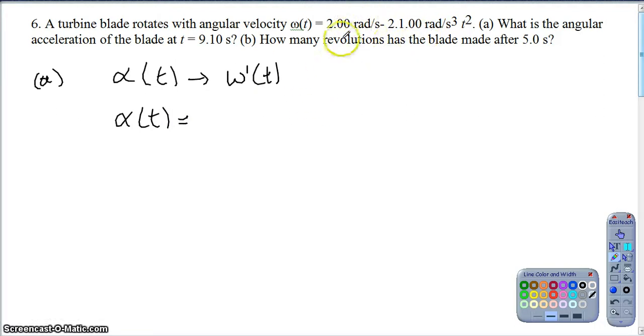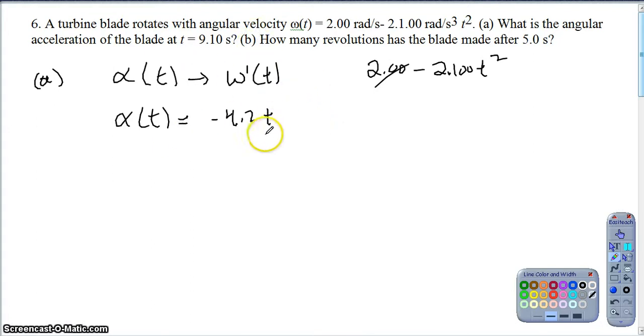So when I do the derivative, my velocity function is 2.00, again, ignore the radians per second and the snow truck that is outside my house, and then minus 2.100 t squared. But anyway, doing the derivative of this, that would go away, and then I would multiply that by 2, so negative 4.2 t to the first power. So negative 4.2 t to the first power is my function for the acceleration.